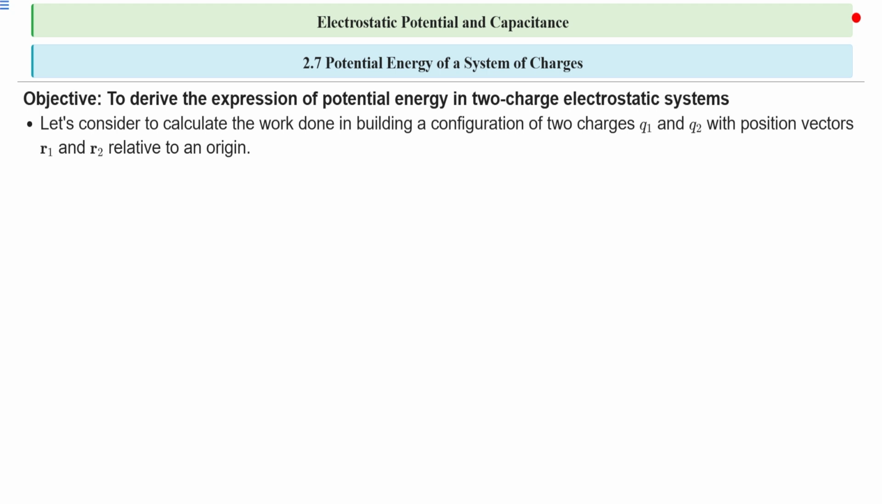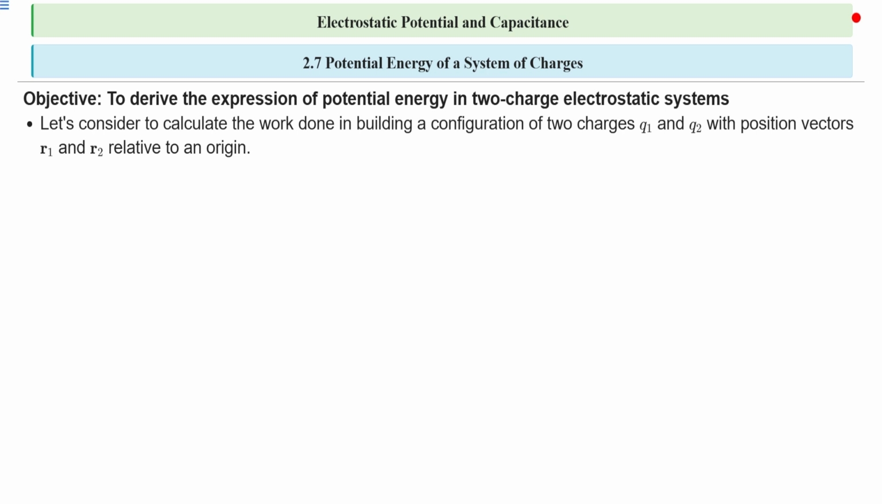So our first topic is to derive the expression of potential energy in two charge electrostatic systems. Let's consider to calculate the work done in building configuration of two charges. Before doing this topic, you must have the knowledge of potential energy and potential due to a point charge. So now we are going to calculate the potential energy of a system of charges when there is more than one charge. Let's consider the work done in building a configuration of two charges Q1 and Q2 with position vectors R1 and R2 relative to an origin.